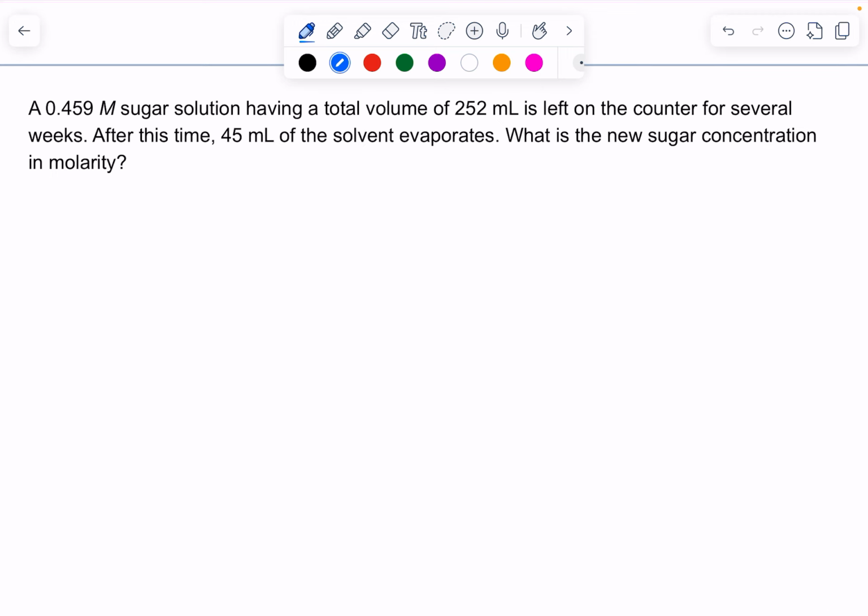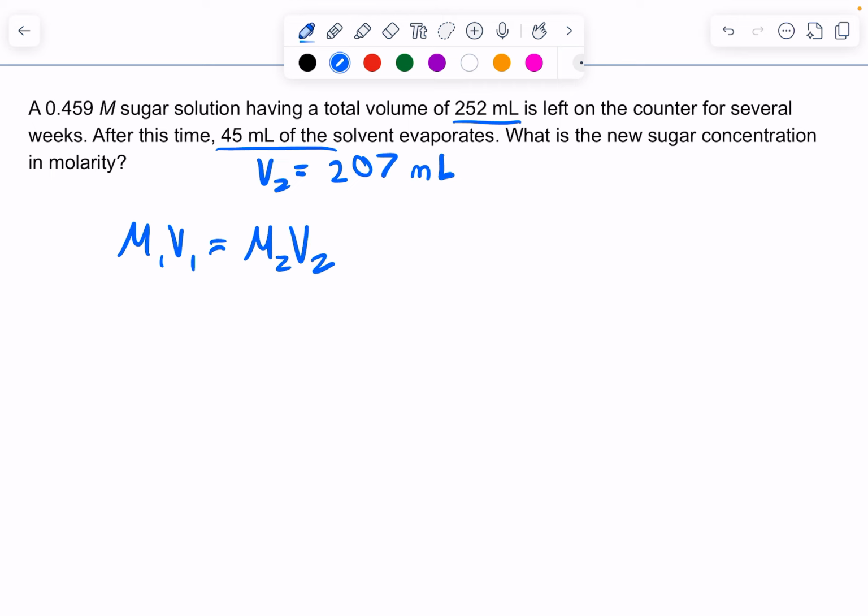You have 0.459 molar, has a total volume of 252, and it's left on the counter. 45 mils of it evaporates. I feel like we did this question last semester, but whatever. So now the new solution is 207 milliliters. So V2 is 207 because it evaporated. This is a very straightforward dilution equation. It's actually an evaporation in this instance because V2 is less than V1. But I think this is good to do first before that other one because that other one is more complicated.